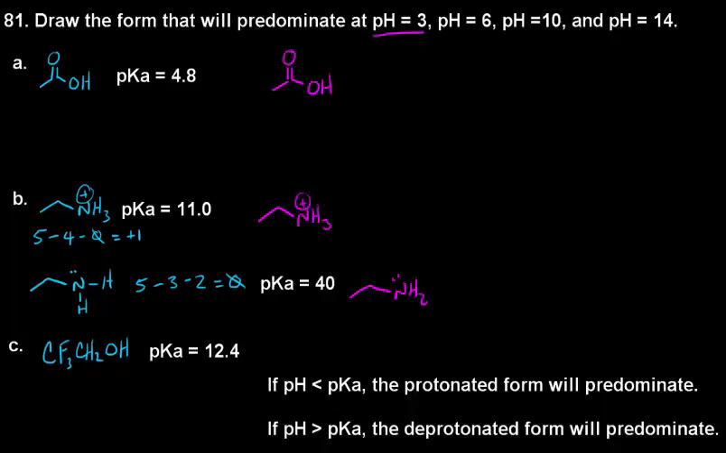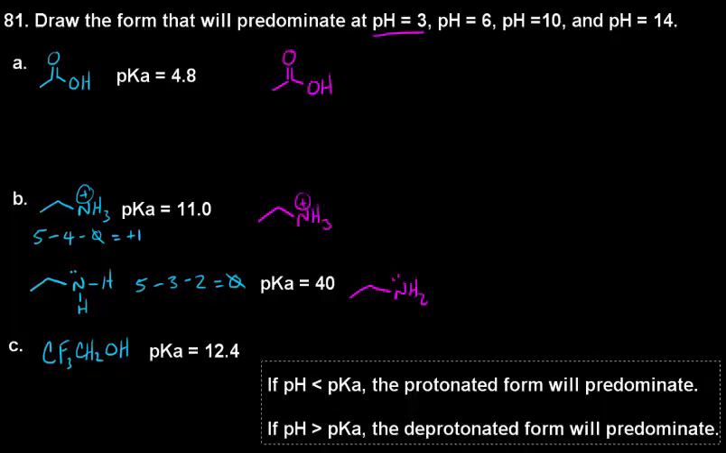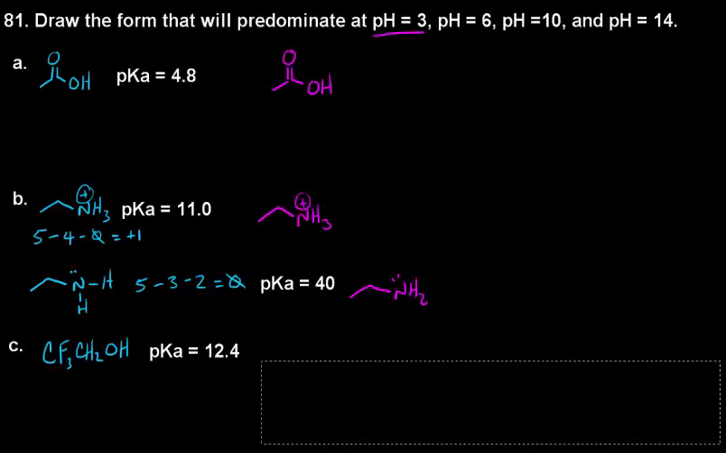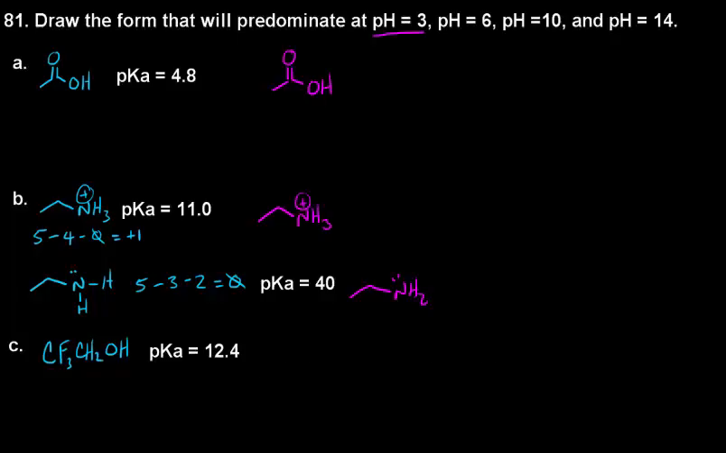I'm going to get rid of our rules just for a moment and talk about this alcohol. At a pH of 3, the pH is less than the pKa, so we're going to retain the overall protonated form of our molecule. Really at this point nothing's changed. It's quite an acidic environment, and nothing's really going to become deprotonated.